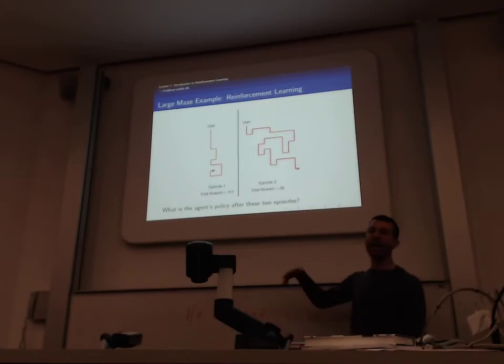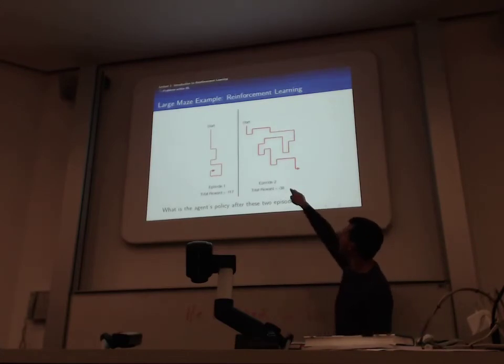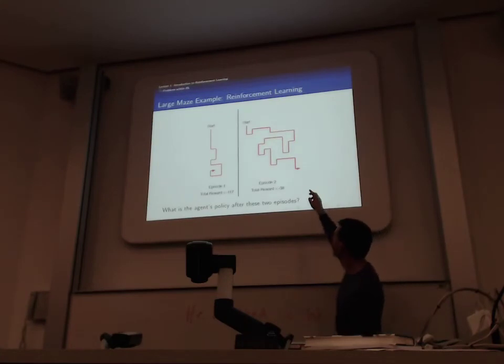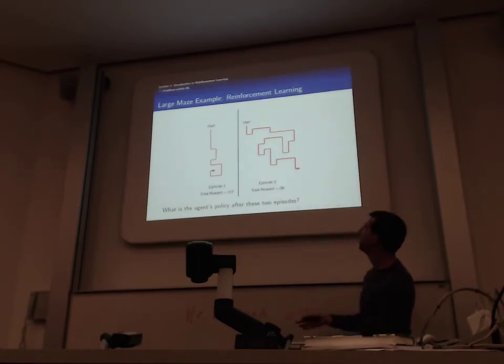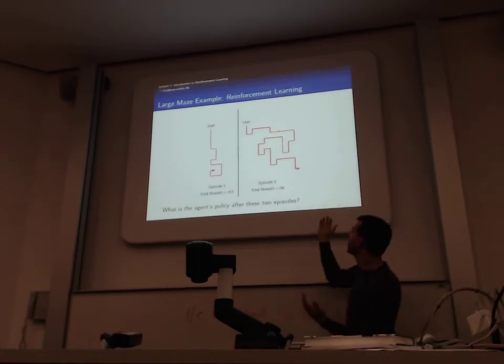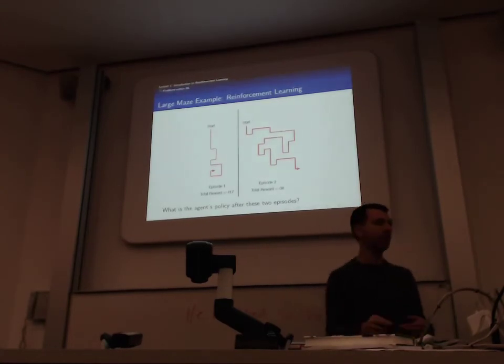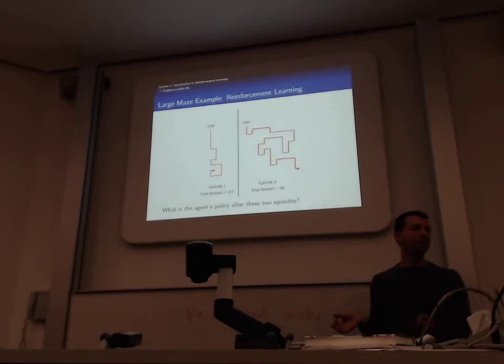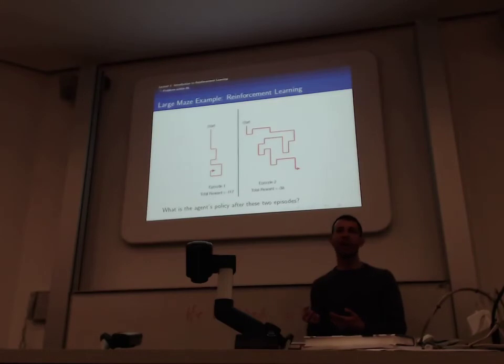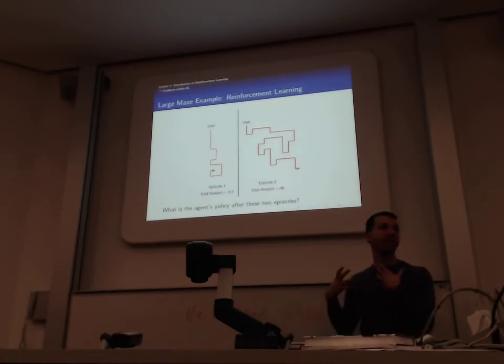And then you get to go again, you get to take some other trajectory, taking account of the noise and all the actions that you can take. It's a longer trajectory, but maybe the reward here ends up being, say, minus 38 because you pick up some juicy thing along the way. And so the question is, what should the agent's policy be after these two episodes? That's the reinforcement learning problem.